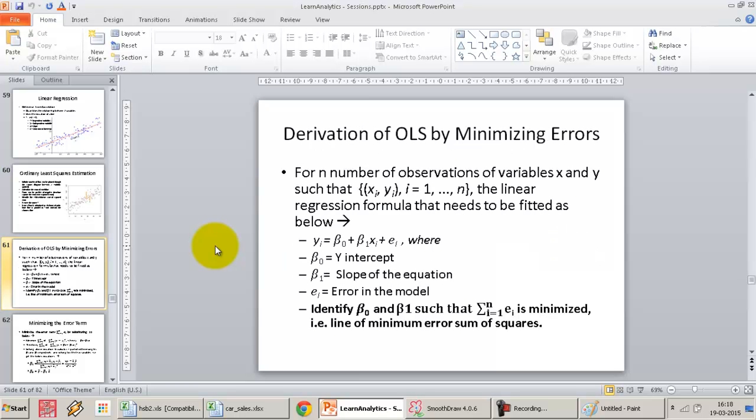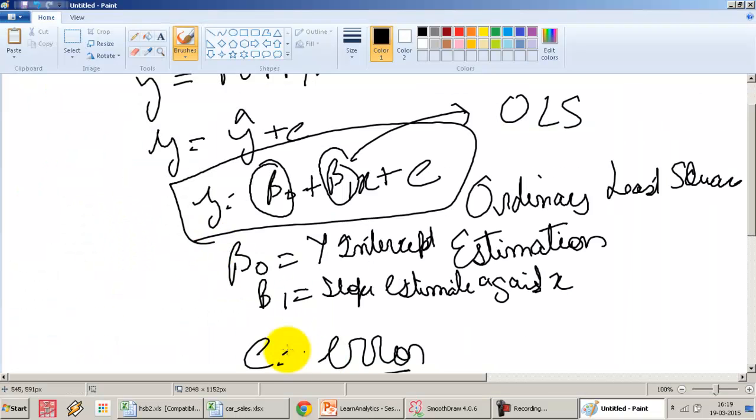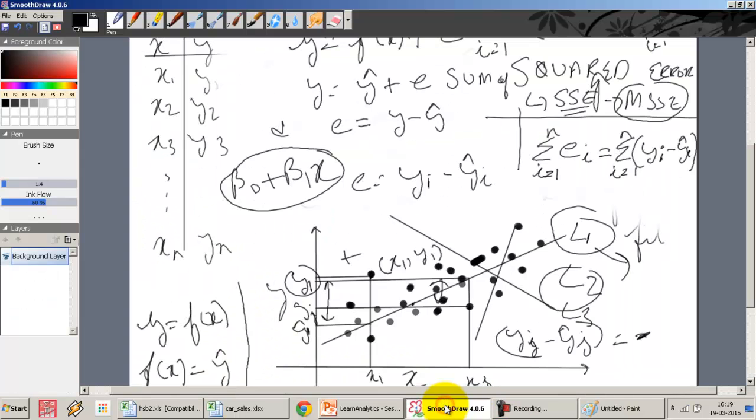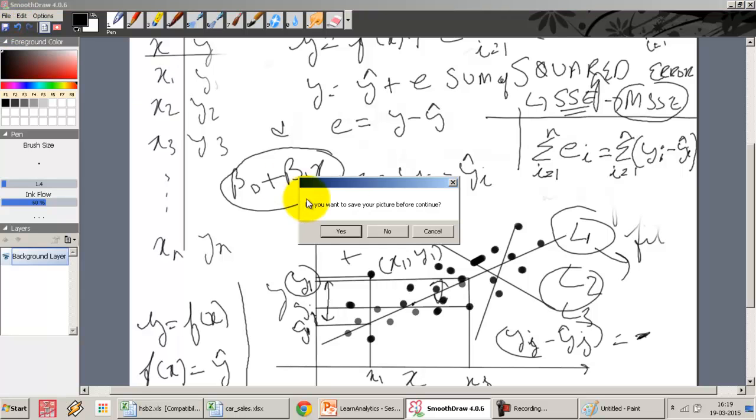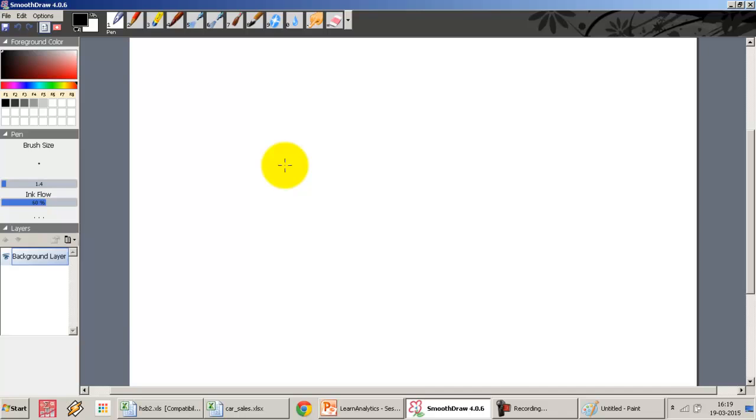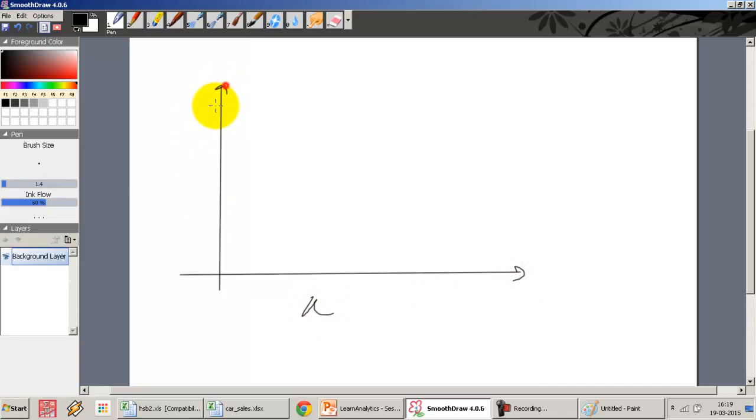So, derivation of OLS by minimizing errors. As you can imagine, if I actually start drawing out every possible line in a two-dimensional space and identifying the line of minimum error, that's going to be very problematic. The reason it's problematic is, if I create a new plot over here, a two-dimensional space, let's say with the x and y axes. So this is the x-axis, this is the y-axis.